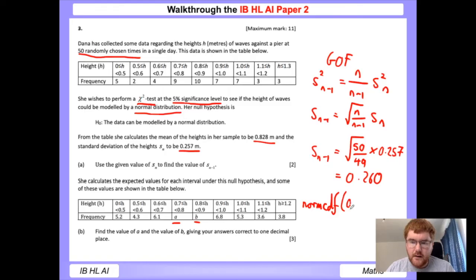So our upper and lower bounds will be 0.7 and 0.8. We're going to take the mean given in the question, 0.828, and then we're going to use the unbiased answer that we have there for the standard deviation, which is 0.260. So I'm going to go over to my calculator now, put this information in, and we're going to generate a probability.